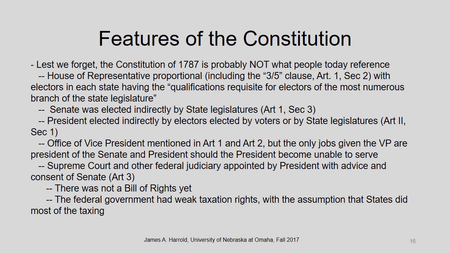The Supreme Court was appointed by a president with advice and consent of the Senate, just like now. But there really was no actual judicial review. That's not in the Constitution. That was actually invented by John Marshall. So there was no Bill of Rights yet when the Constitution was written. That came about during the first Congress. And the federal government really had weak taxation rights, with the assumption that states would do most of the taxing.